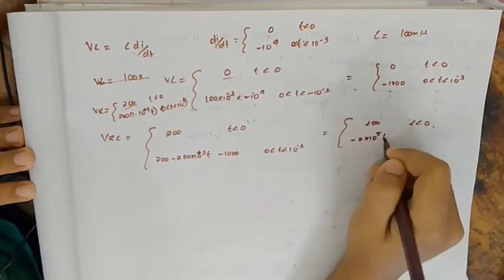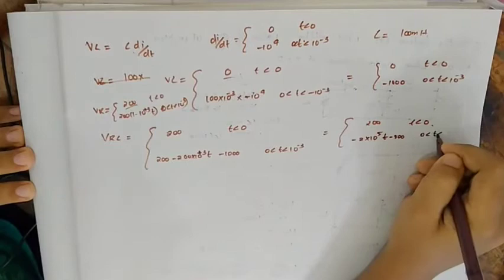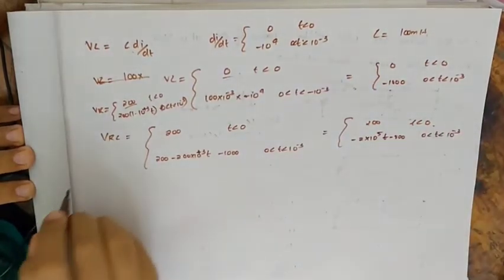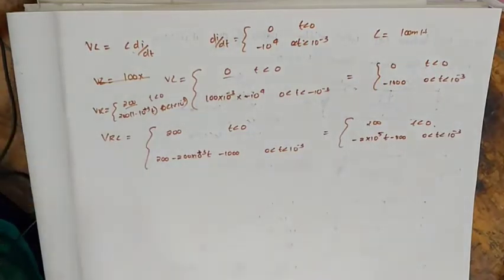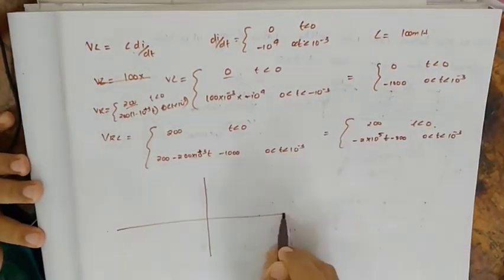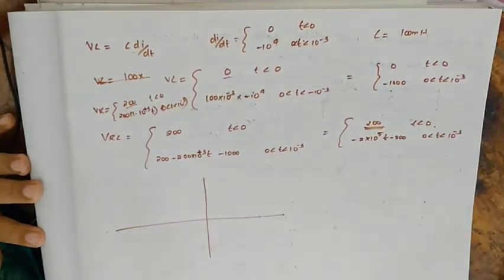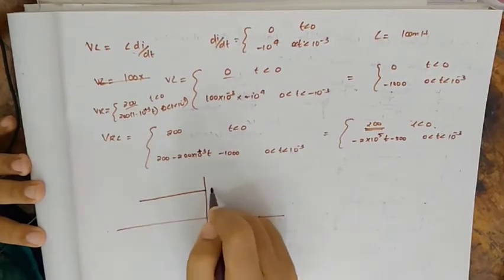2 into 10 raised to 5t minus 800, for t between 0 and 10 raised to minus 3. Okay, and now let's go to the graph. It is given in the graph that it is 200 for t less than 0. So I'll draw, this is 200.